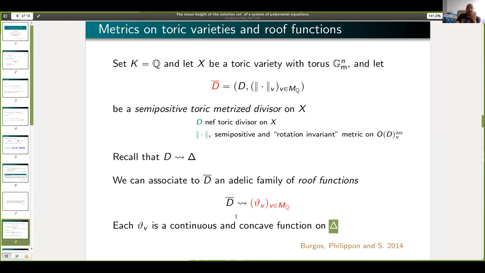So you have this adelic function, an infinite family of functions like that. Indeed, you have only a finite number of them which are non-trivial.